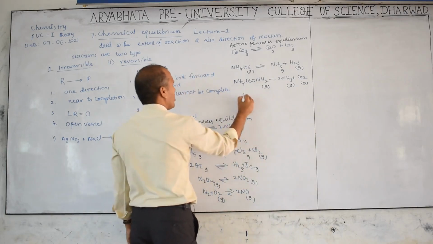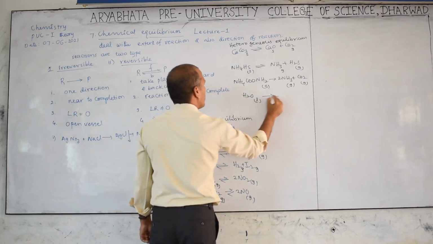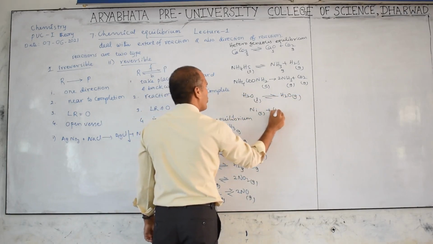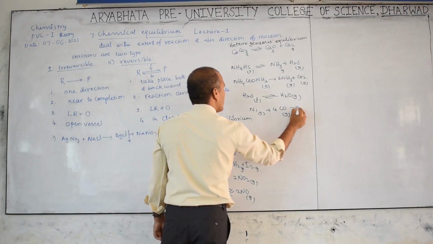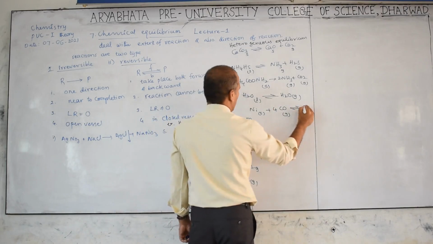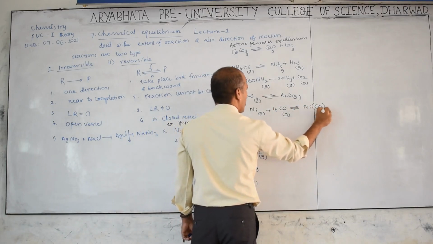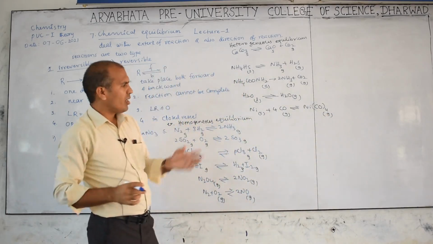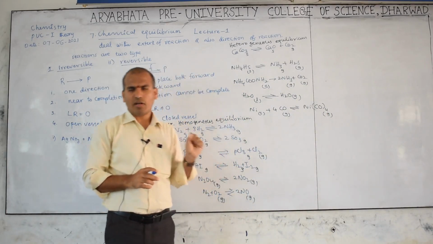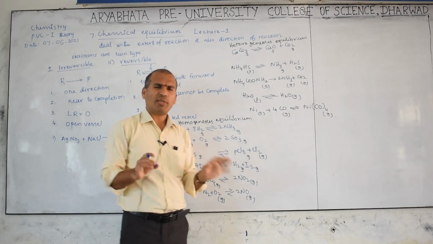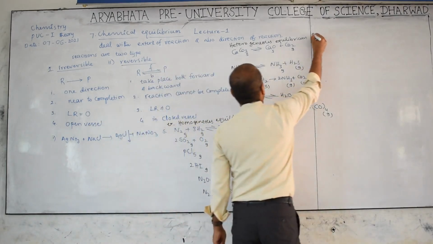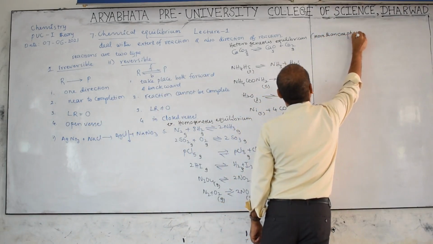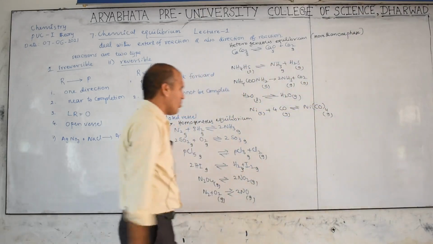Few examples: H2O liquid converts into H2O gas; nickel solid plus 4 moles of carbon monoxide gas is converted into nickel tetracarbonyl, which is gas. Like this, in any equation where any one of the reactant or product or both may be in a different phase, simply called more than one phase, this is called heterogeneous equilibrium.